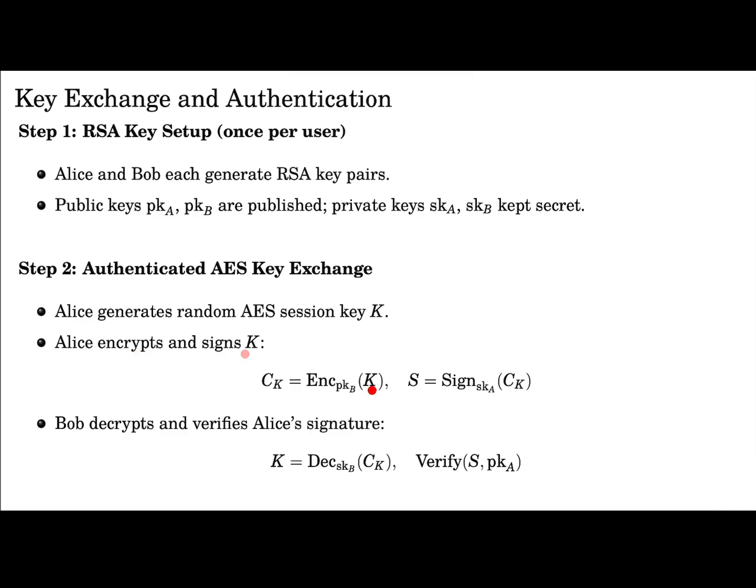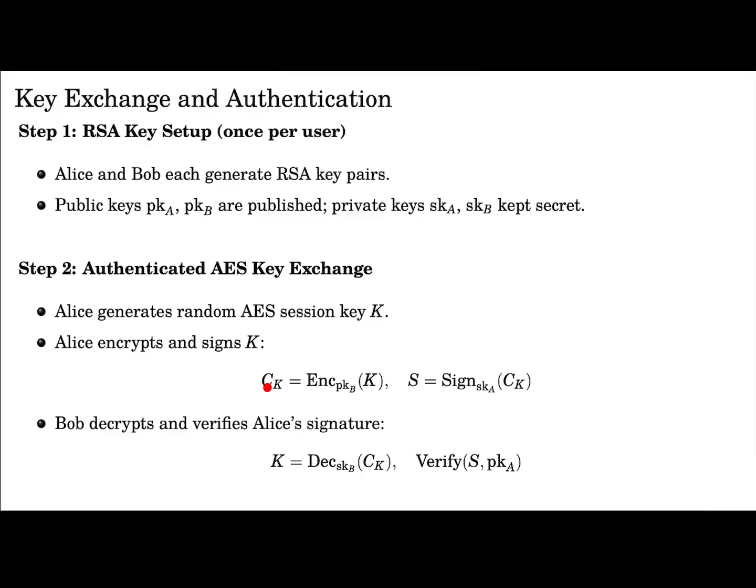So what does that mean? She will use Bob's public key to encrypt the key. So this way no one learns this. But also she is going to sign the message that she is sending with her own secret key. So she uses her secret key to do the digital signature of the message.